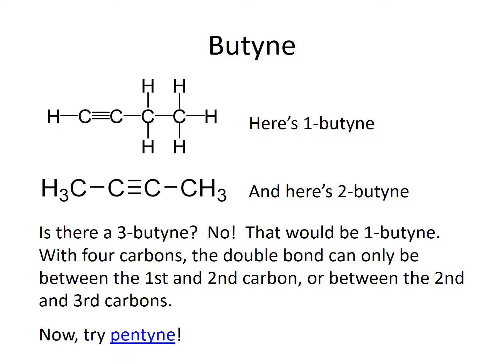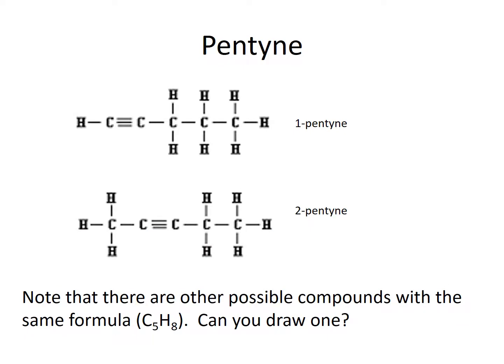On the other hand, we can put the triple bond on the end or the triple bond in the middle. So that's 1-butyne or 2-butyne. Pentyne, same thing. We can have 1 or 2.